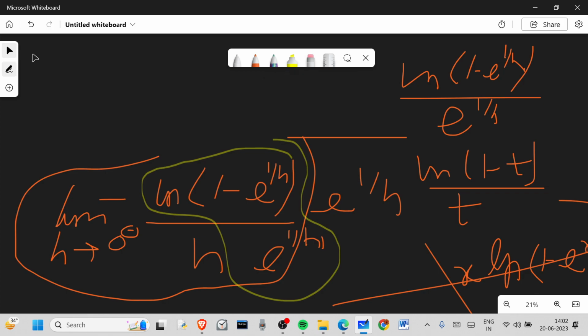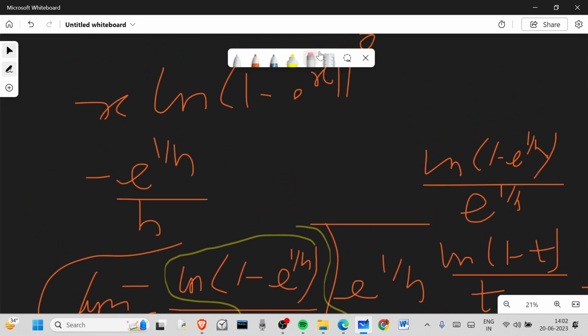Now I am left with the limit h tending to 0 minus of negative e to the power 1 by h by h. And it's a very interesting thing, because here you can't apply a very big brain on it precisely.